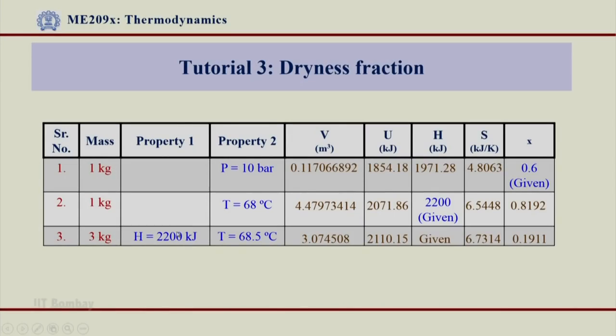So this is the way we have to calculate. First, understand the zone in which it is, also ensure whether the values are given per kg or for 3 kg or for 4 kg, whatever, and correspondingly convert into kilojoule per kg, and then answer the questions accordingly.